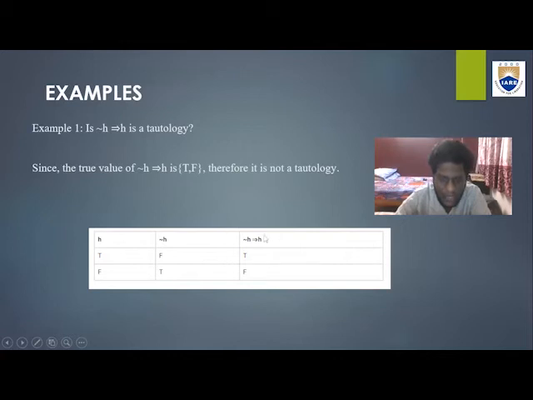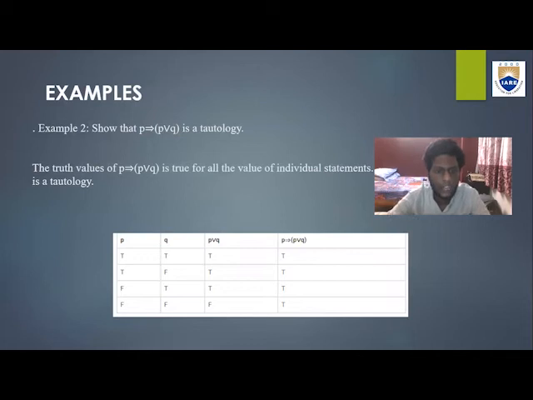Where negation H implies H, the final output will be true implies false becomes false, and false implies true becomes true. So it is not a tautology, because all the final output answers should be true. This is a contingency. So this is not a tautology. Now coming to the second question.